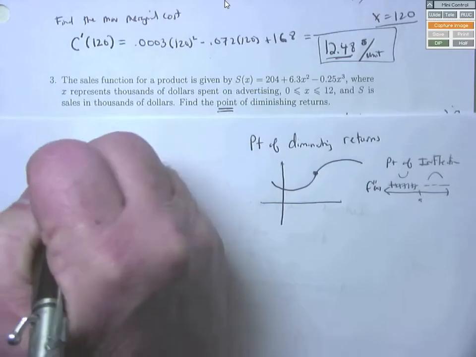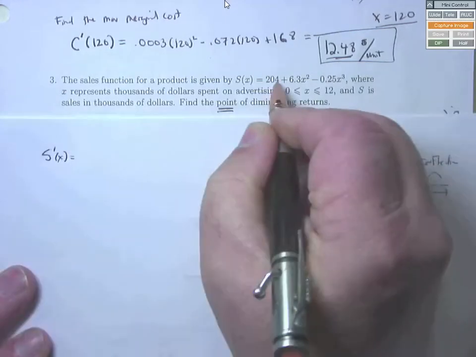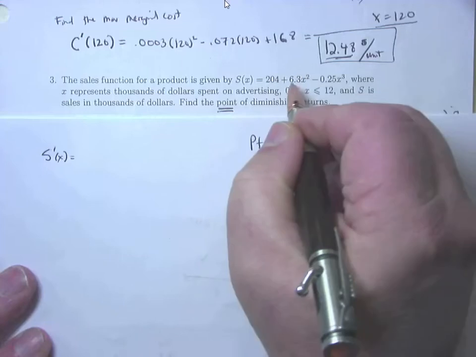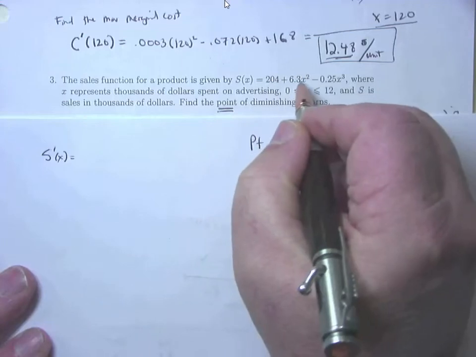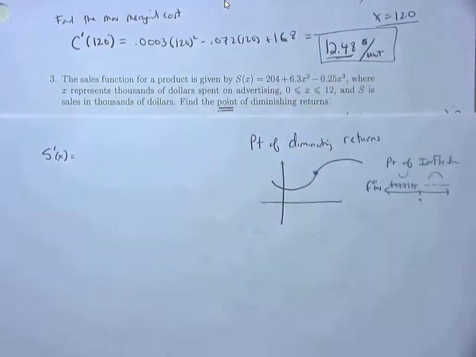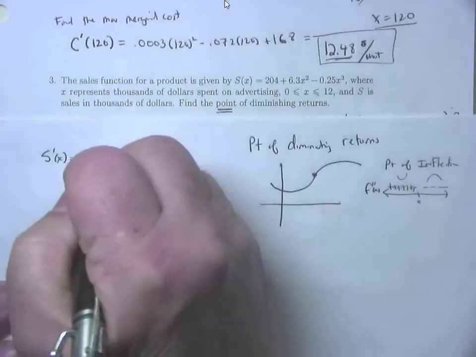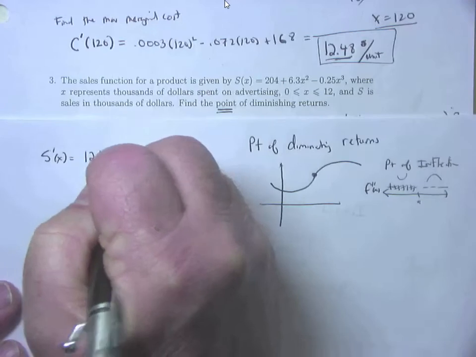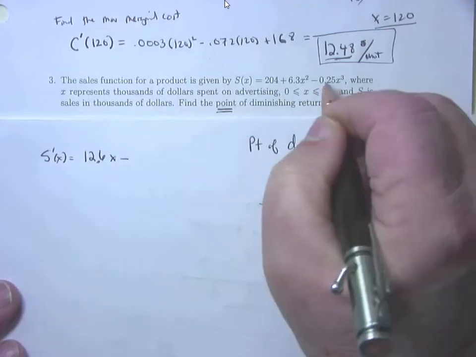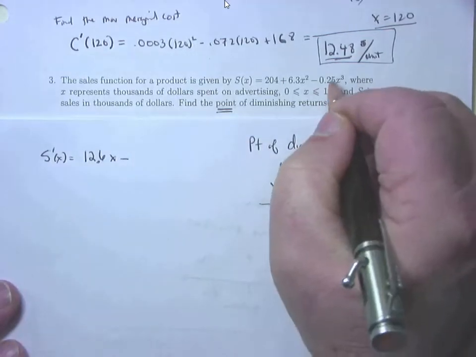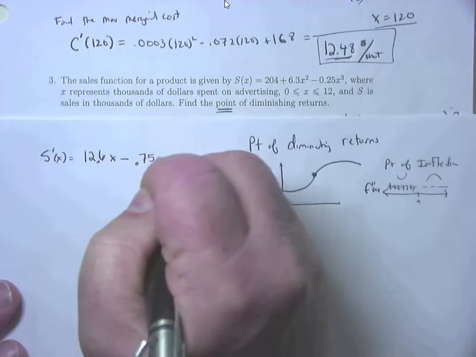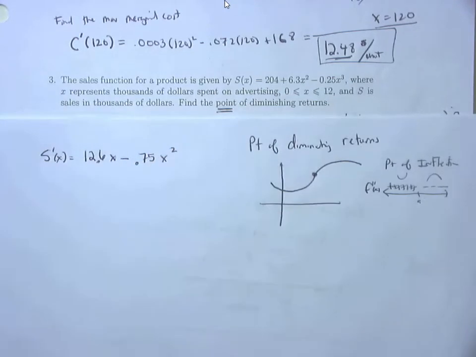So the first thing I've got to do in this particular problem is take the second derivative. To take the second derivative, I've got to find the first derivative. The derivative of 204 is 0. The derivative of 6.3x squared, well, 2 times 6.3 is what? 12.6. This will be 12.6x minus the derivative of 0.25x cubed. Well, 3 times 0.25 is 0.75x squared. That was my first derivative. Does that make sense?